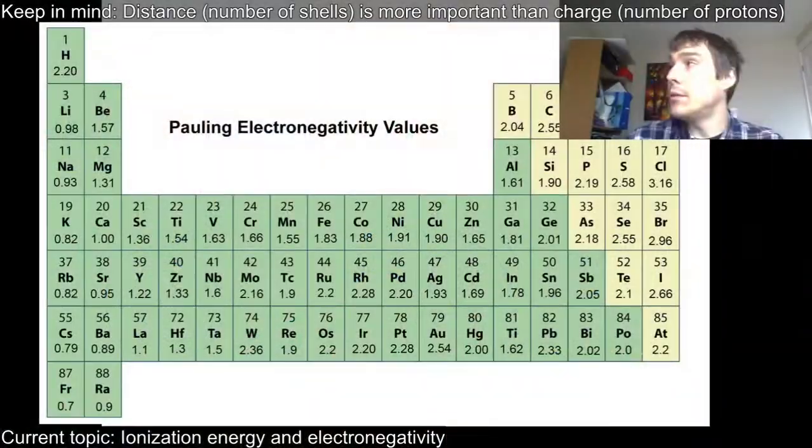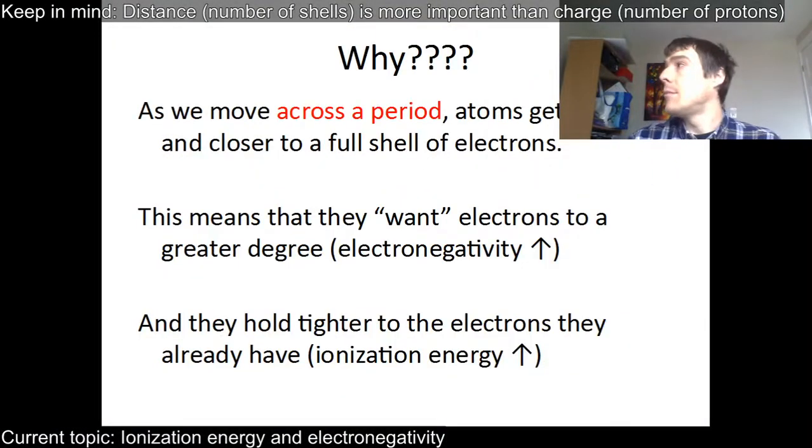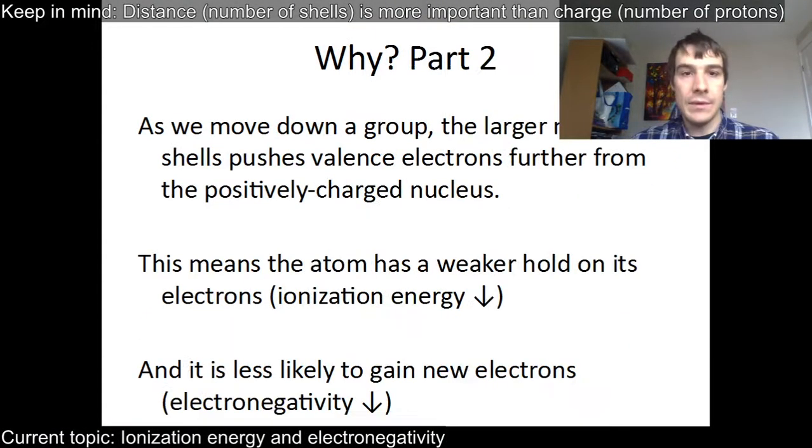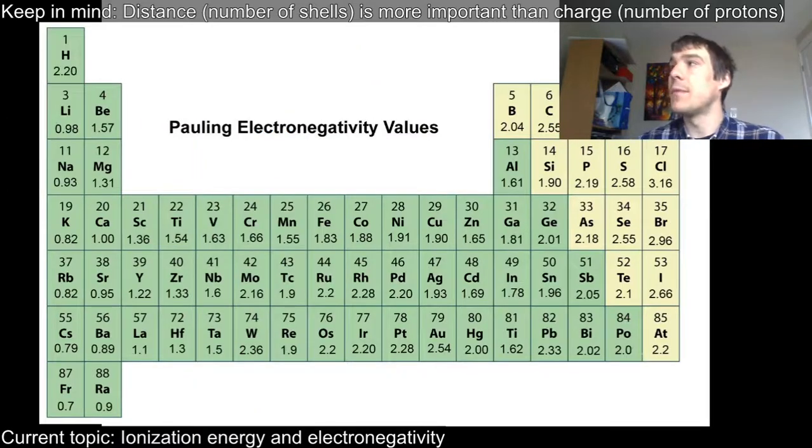So back to this guy, right? This is the same thing. This is what I'm trying to talk about. The larger number of shells pushes the electrons further away, so you get a weaker hold, and it's less likely to gain new electrons. So that's where this trend comes from, right?